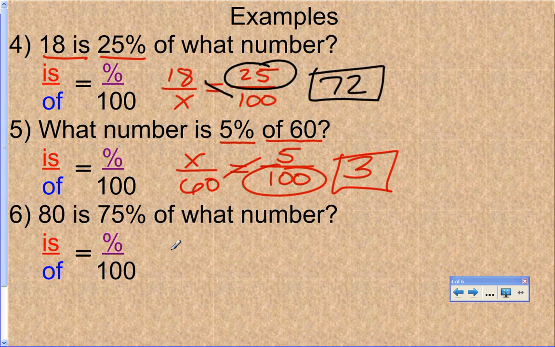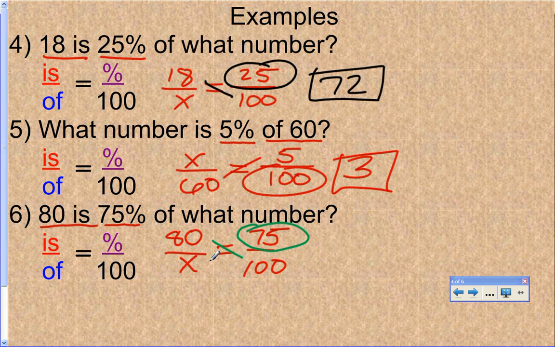And the last example, number 6. 80 is 75% of what number? So we have 80 is 75%. So 80 is going to go in the is spot. 75 is going to go in the percent spot. Cross multiply divide. Yes, I'm getting tired of saying this if you can't tell. So 80 times 100 divided by 75. I'm using my calculator because I can't do that one in my head. Comes out to 106.6 repeating.